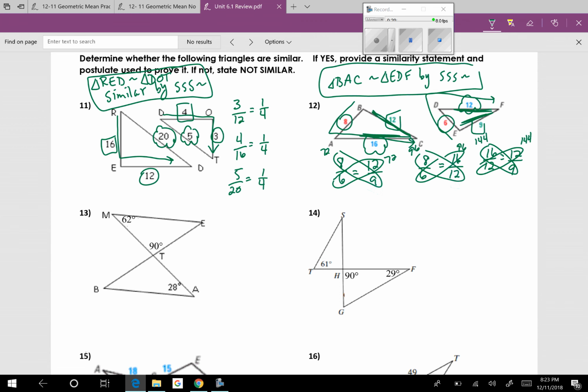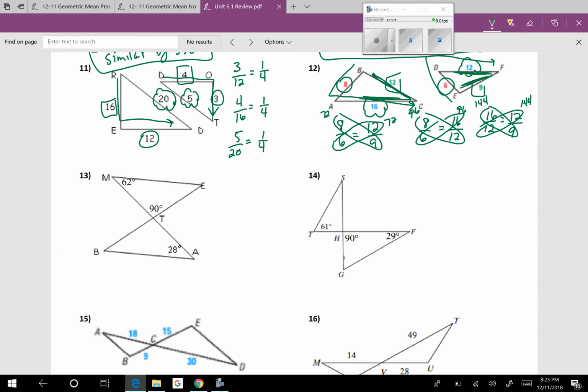Okay, now 13. On this one, we can see they're giving us angles. Okay, so there's no sides given, so we're not going to do side, side, side, or even side, angle, side. We're going to do angle, angle. So first, here at T, these vertical angles are congruent, so this one's also 90. So they have these two 90s in common. So that's one angle in common. Now we have to see if they have these other angles in common. So we need to figure out the third angle in one of these triangles.